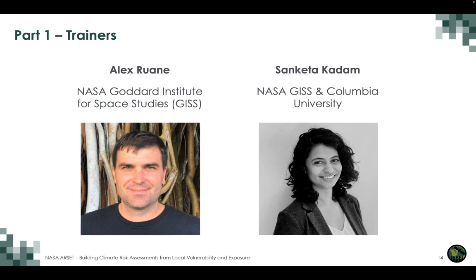Alex's research uses a variety of climate and impacts assessment models to examine the influence of climate variability and change on a variety of sectors, including agriculture, water resources, urban areas, infrastructure, energy, and human health, leading to the development of adaptation strategies and decision support tools for stakeholders and policymakers who need to understand vulnerabilities and uncertainties to successfully manage risk. Sanketa is a PhD student in the Department of Earth and Environmental Sciences at Columbia University in New York City. She's also part of the research staff at NASA Goddard Institute for Space Studies with the Climate Impacts Group.